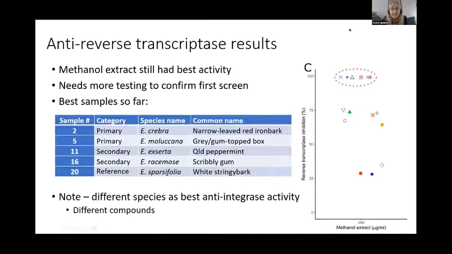But interestingly enough, when we zoom in as to what trees and what leaves produce this best activity, it's actually a different list of species compared to the ones that had the best anti-integrase activity. So here again, we have two secondary food sources, and our reference, our white stringybark, actually had very good anti-reverse transcriptase activity. So this wasn't surprising that it's a different list. Again, it's a different enzyme and compound to target, so we would expect different compounds to have effect. So this again gives us some confidence that what we're finding are very promising and very hopeful results.